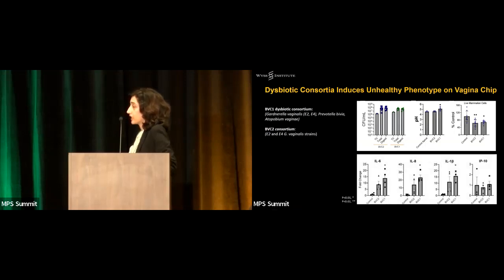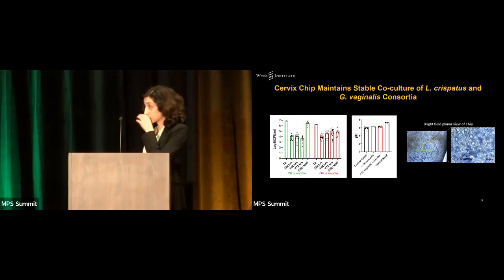And also cytokine analysis shows that with the presence of this dysbiotic bacteria, we see a surge of inflammatory response from the epithelium for all of these 4 cytokines that we looked at. So we also went ahead and developed the symbiotic and dysbiotic model on the cervix chip.